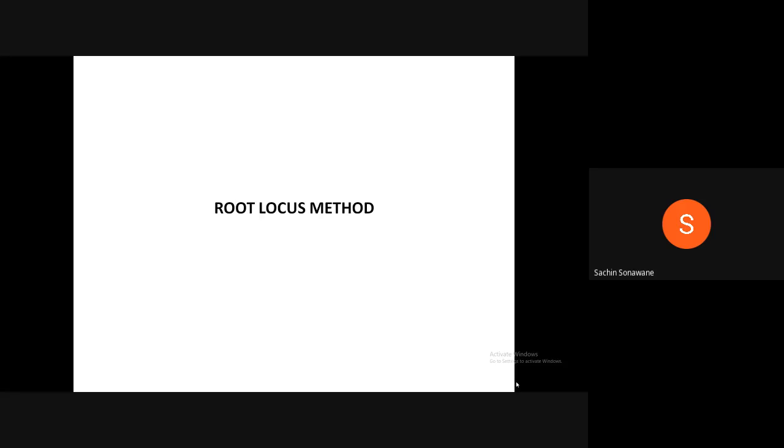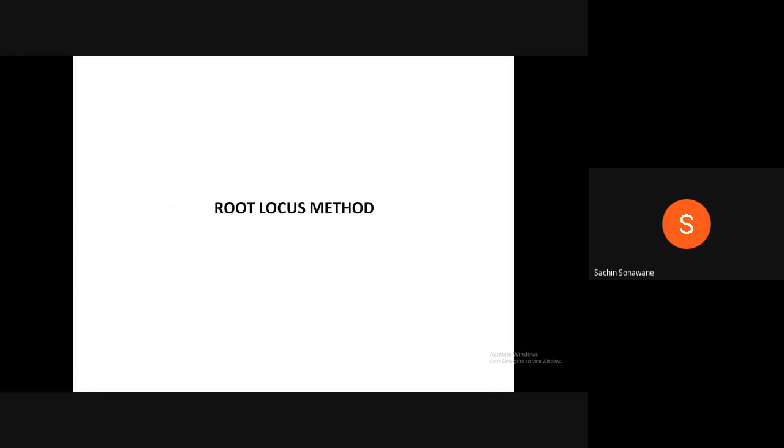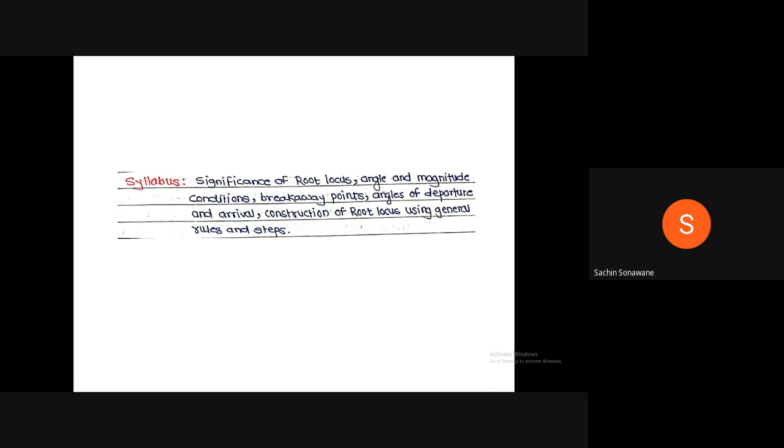Today we will see some theory related to root locus and then afterwards we will see problems. Now, root locus method. The title of the chapter itself indicates that it is one type of graph. Locus, you know locus. Locus means it is one type of graph. Therefore, what is the syllabus?